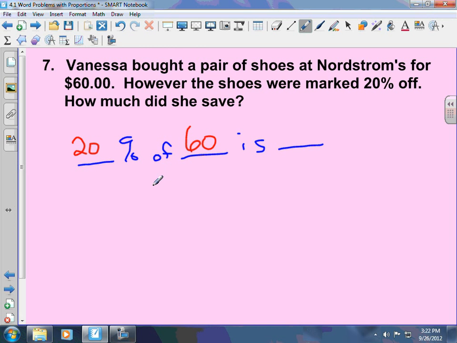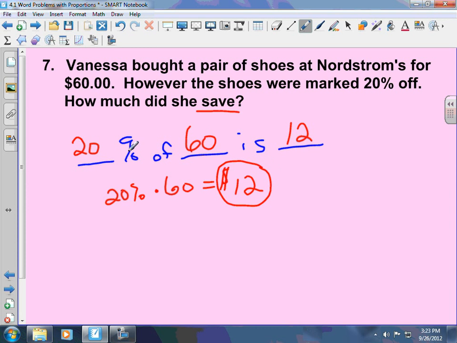So 20% of 60 is what number? So of in math means multiplication. So this becomes 20% times 60 equals, and the answer is 12. So 20% of 60 is 12. So she saved $12. Okay. Now it's asking you how much she saved, so the answer is 12.